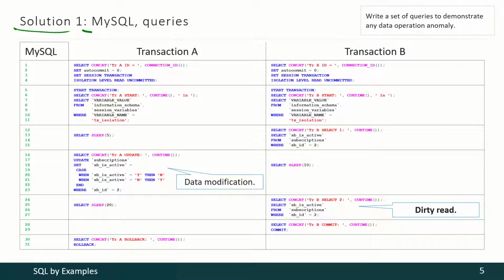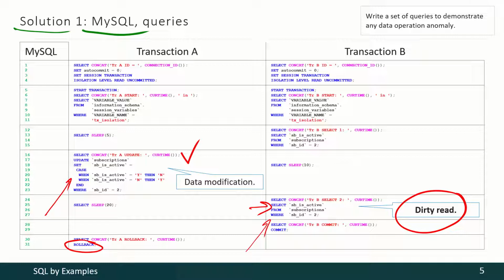In the solution for MySQL we shall demonstrate the dirty read problem. The idea of that problem is that one transaction modifies data, then another transaction reads that modification, and then the first transaction rolls back all changes. That means that these modifications will never be committed to the database, but the other transaction may access that data.